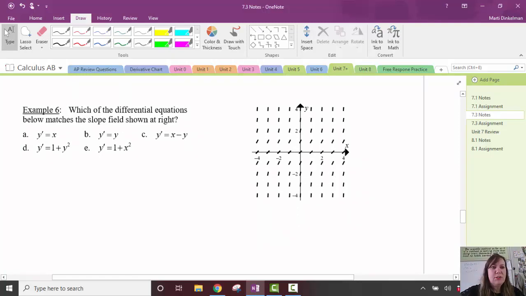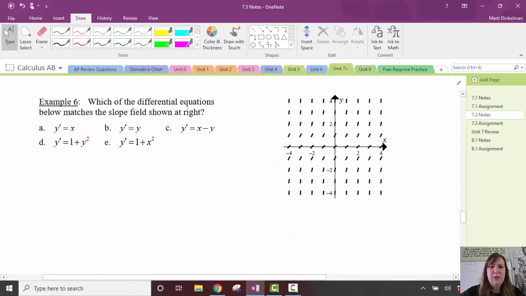So which of the differential equations matches the slope field? Okay, so let's think. There's a couple things that I'm seeing. Generally it looks almost like a cubic, so the derivative would be a parabola or a quadratic. So I'm sort of thinking I might guess that one. But let's see if there's other ways to figure that out.